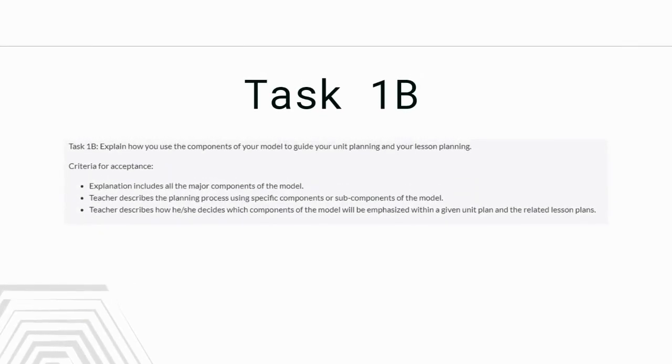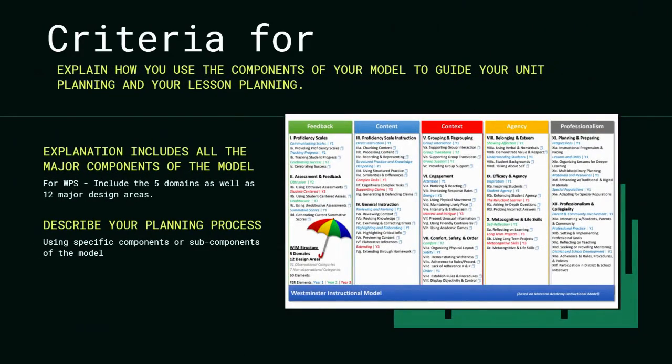Task 1B, explain how you use components of your model to guide your unit planning and your lesson planning. Criteria for acceptance on Task 1B. You need to explain how you use the components of your model to guide your unit planning and your lesson planning. The explanation should include all of the major components of the model.